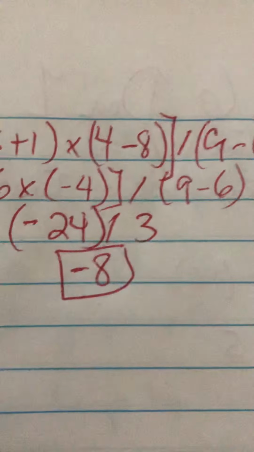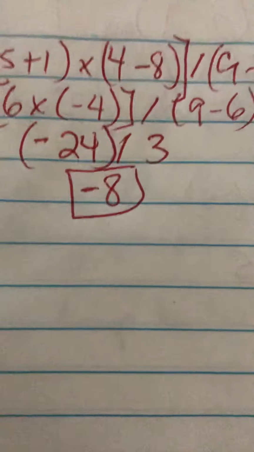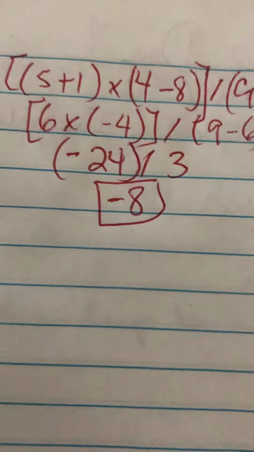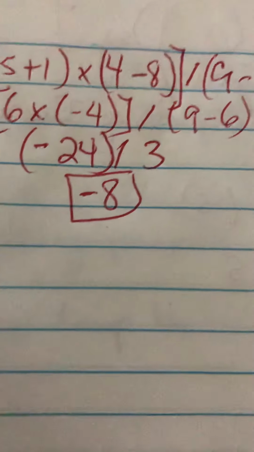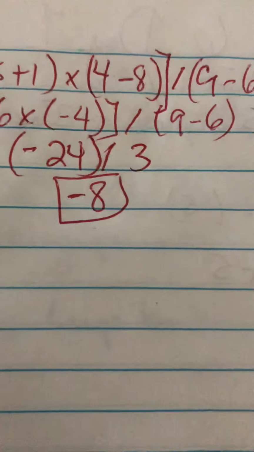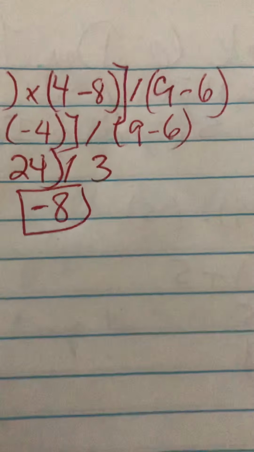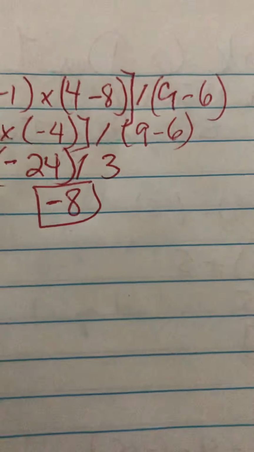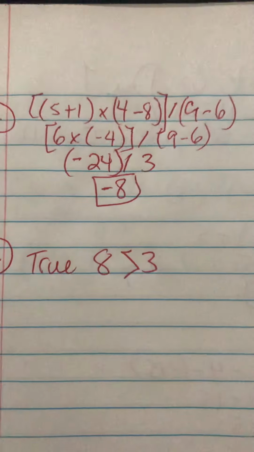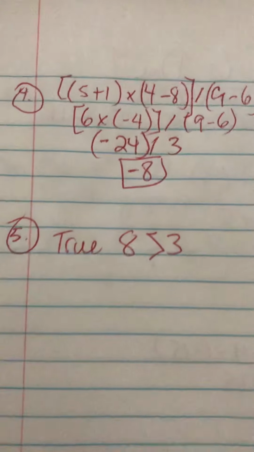All right, now let's move right along to number 5. According to what you just learned regarding inequalities, is the statement true or false? When we take a look at it, it's 8 is greater than 3, or false, 8 is less than 3. So obviously that's going to be true. 8 is greater than 3. So that's going to be true.